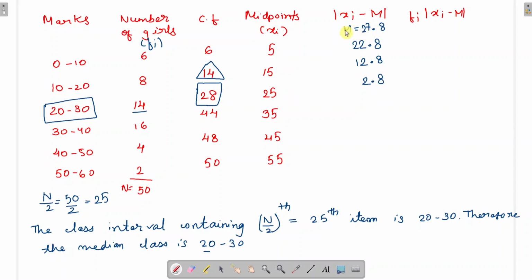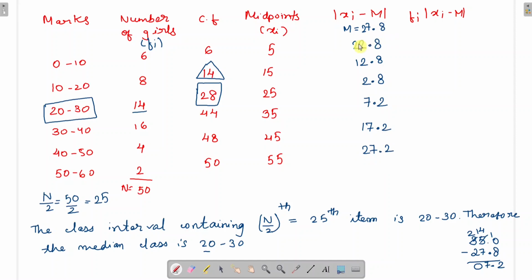Now modulus of 35 minus 27.8, so 35 minus 27.8: 1 borrowed, so 10 minus 8 is 2, 14 minus 7 is 7, 2 minus 2 is 0, so that is nothing but 7.2. Then we will get 17.2 here and then 27.2.